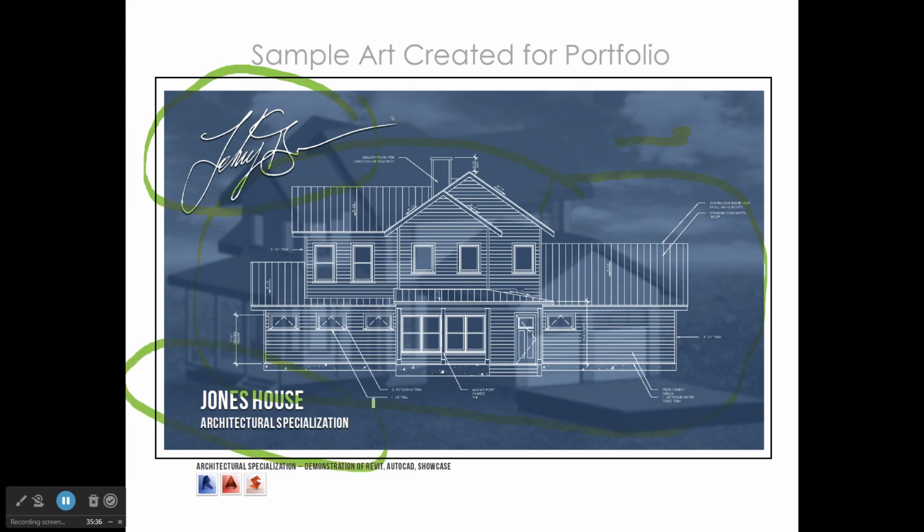He puts the name of the house on here, and then something that I thought was kind of cool, he made these thumbnails for Revit and for AutoCAD and for Showcase. So he did the art part of this using Showcase. The white graphic was done using AutoCAD, and then apparently he also worked Revit into the mix here. But he could include these thumbnails on each sheet to show which software was used to create each sheet.